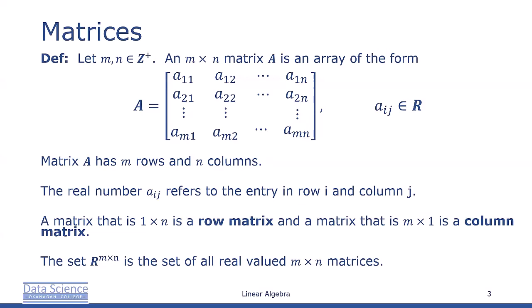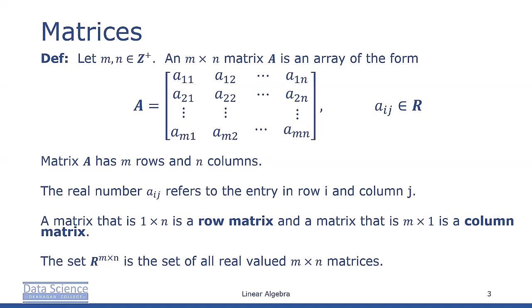The entries in the first column are labeled with the second digit as 1. In the second column, the second digit will be labeled 2, and so on. As we go down the rows, the first entry increments from 1 to 2 all the way up to m. Each of these a_ij's is a real number.